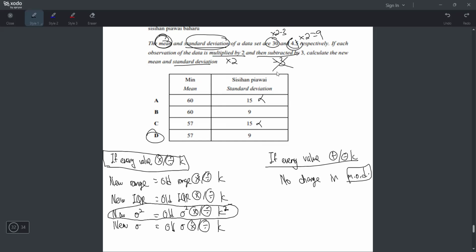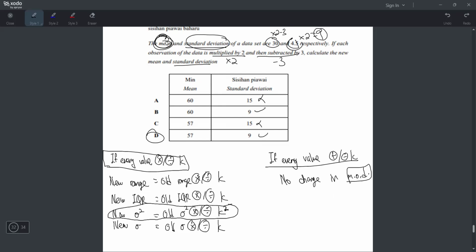But the minus 3 will not affect the standard deviation, if every value is multiplied by 2 and minus 3. So that's why you take 4.5 times 2, that's why it's 9. That's why the standard deviation is 9, right? Okay, but what about the mean? In my notes, I didn't write anything for mean, right?